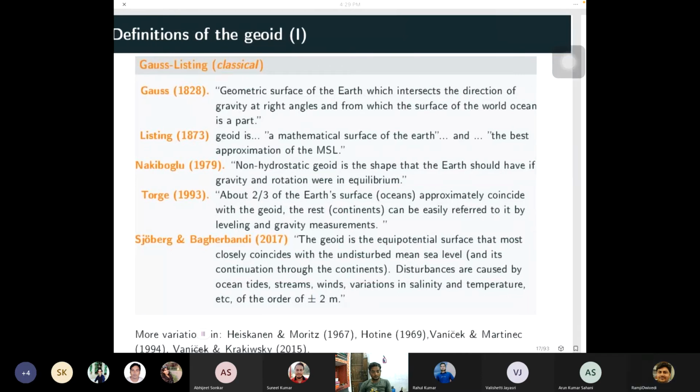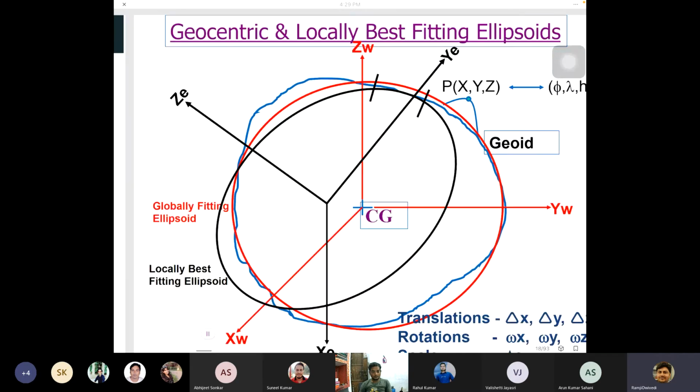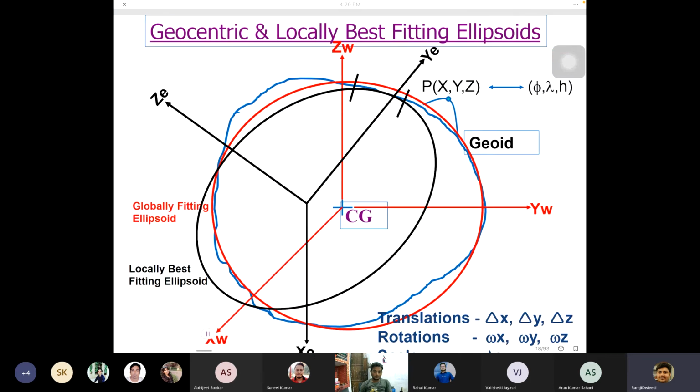So let's say this is one best example of geocentric and locally best fitting ellipsoid. So what do you mean by best fitting ellipsoid? Locally best fitting ellipsoid means the ellipsoid which is best fitting at a particular country. Obviously, the moment a reference ellipsoid is best fitting a country, that means it has been prepared by local authority. However, the geocentric ellipsoid is the one which best fits the whole Earth.